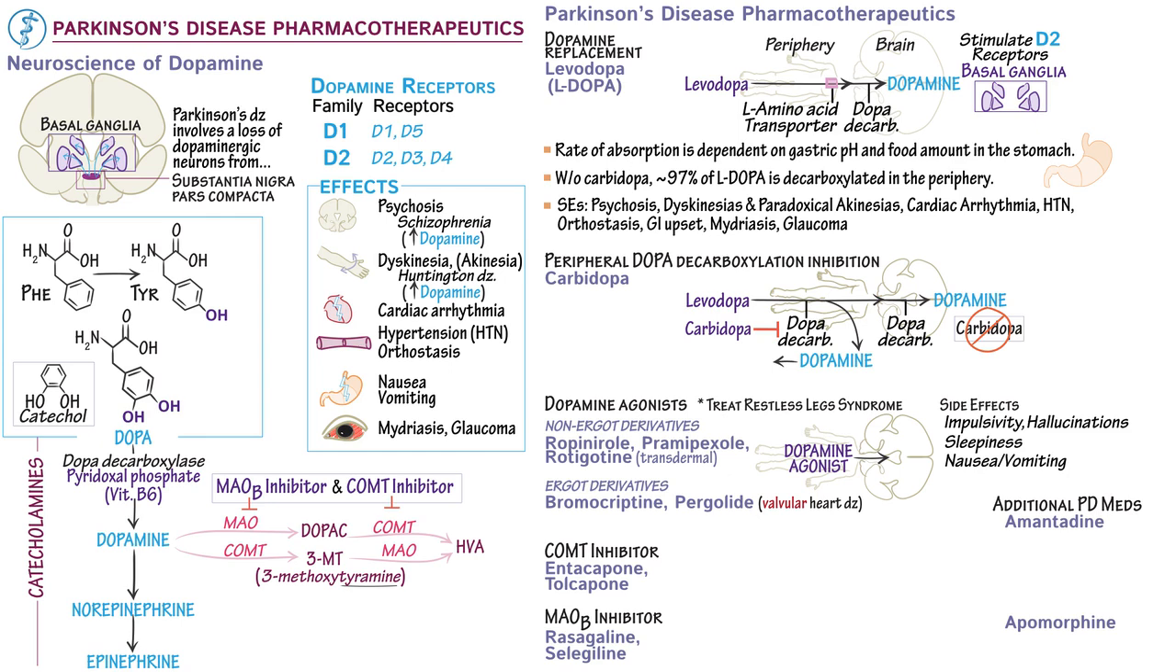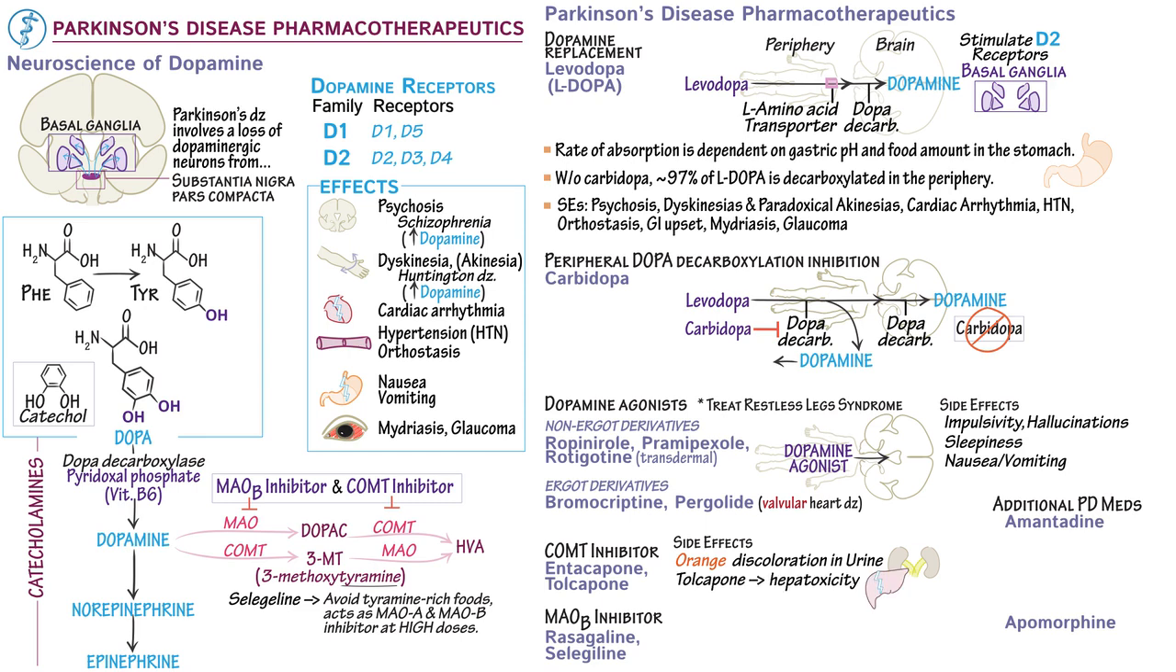Indicate that at high doses, selegiline acts as both an MAO-A and MAO-B inhibitor. This is especially prominent in the transdermal formulation. Indicate that important side effects of COMT inhibitors are the orange discoloration in the urine and that tolcapone can cause hepatotoxicity, which is why entacapone is used instead.